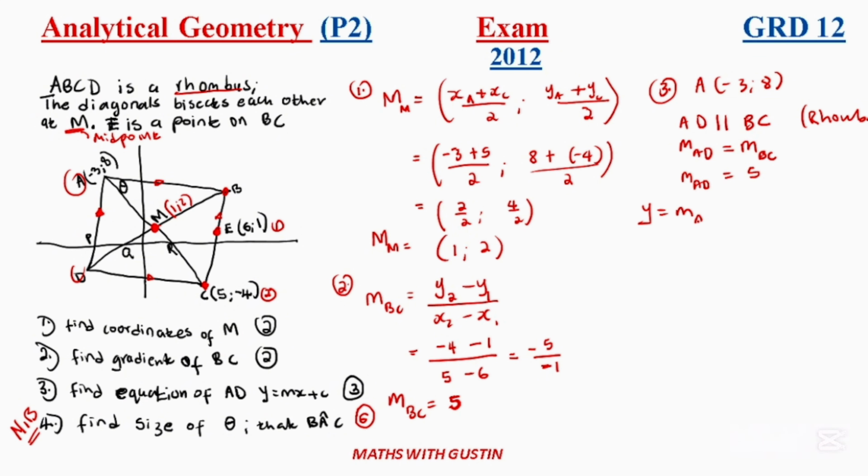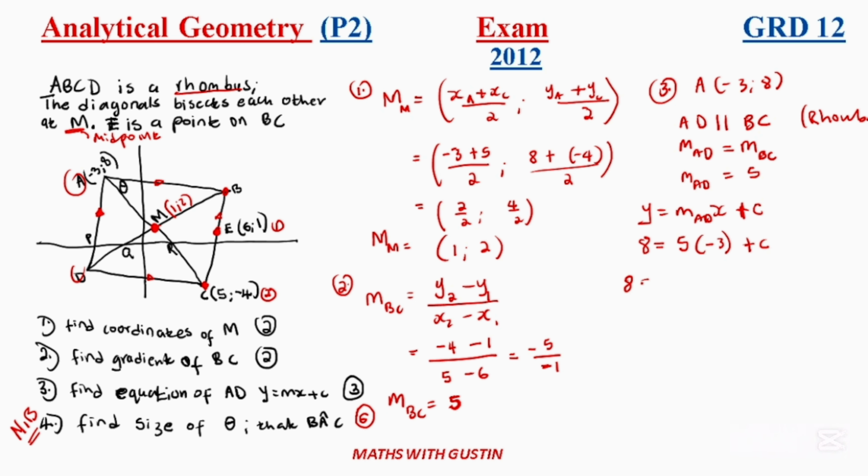Said m, gradient of AD, x plus c. So do we have a point here? Yes, we've got a point A that we can substitute in order to get the point C rather. So our y will be 8. It's equal to, what is the gradient? The gradient is 5, and then our x is -3, plus c. We are simply doing this so that we are able to find what c is.